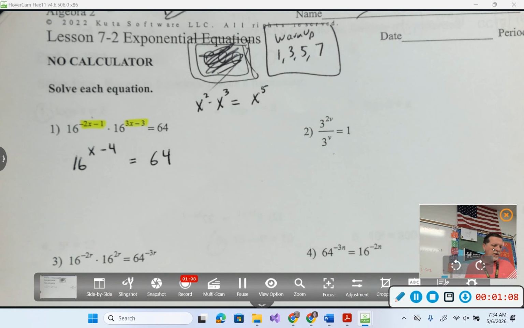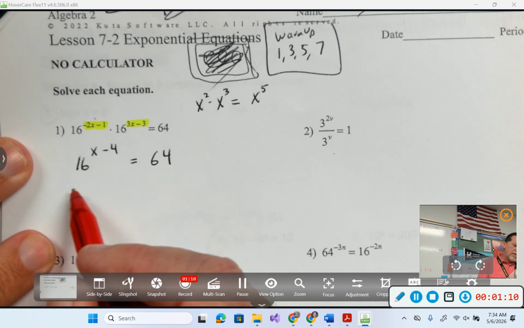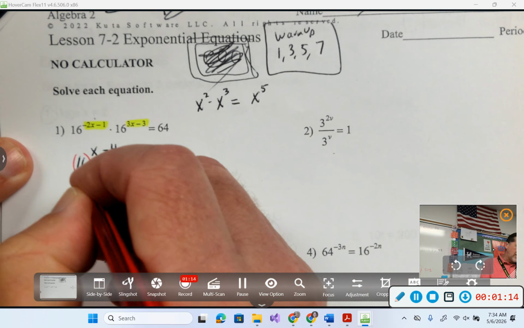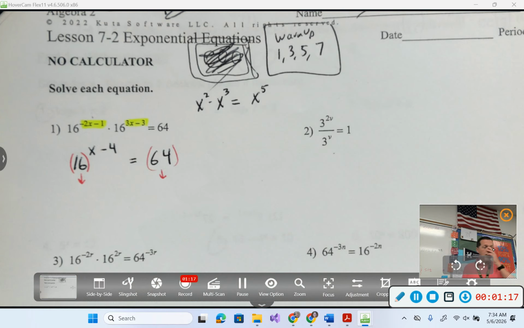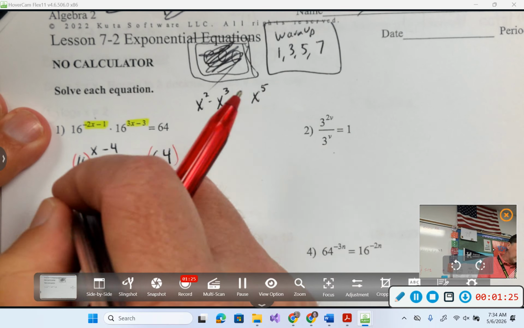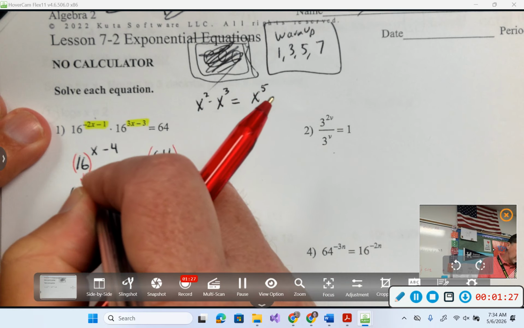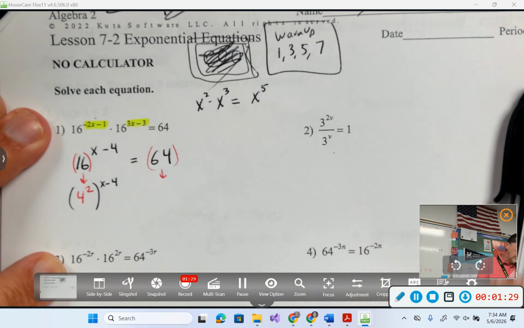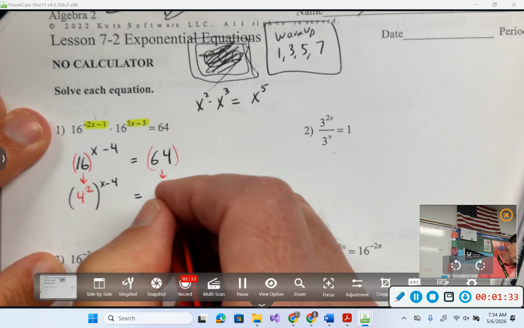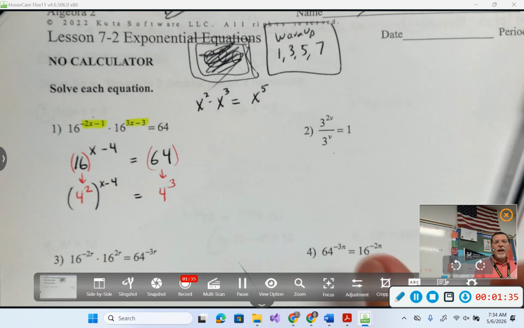Now when we get here, this is like the nickname problem. It's like 16 has a nickname and 64 has a similar nickname. Like, what else could we call 16? 4 squared. And what about, well, one at a time. Yeah, 4 cubed on the other side. So 4 squared is 16. 64 is 4 cubed. That way, now they have the same base.